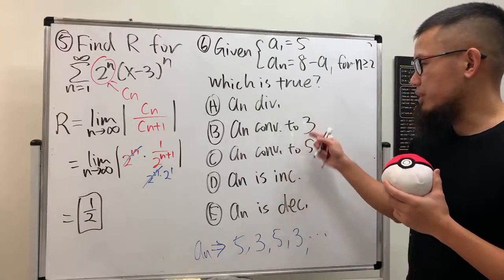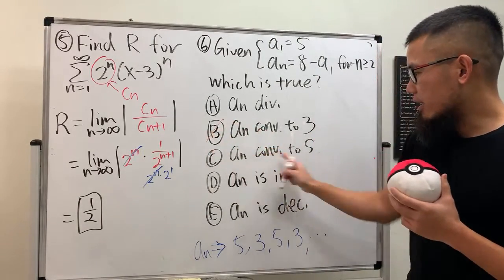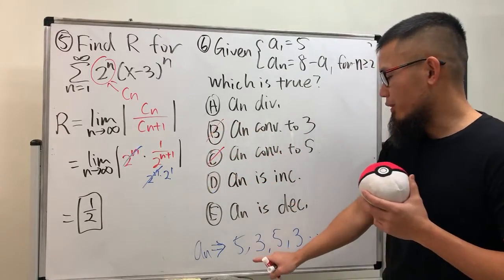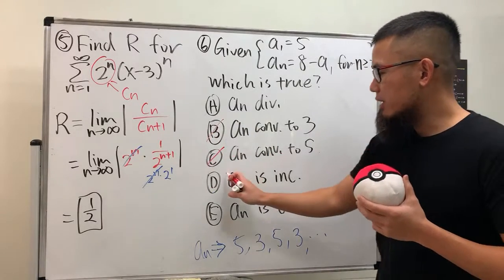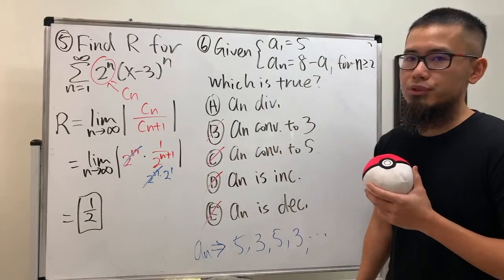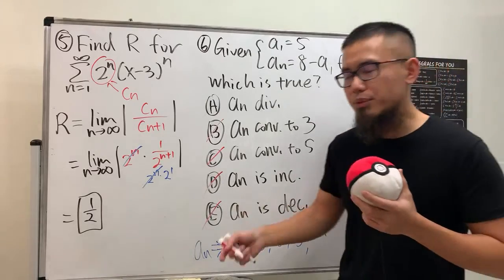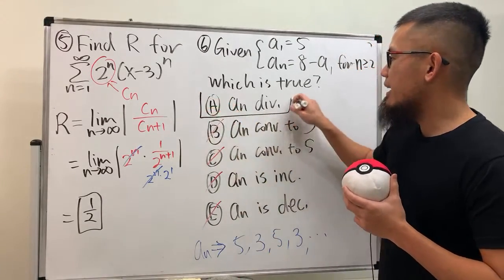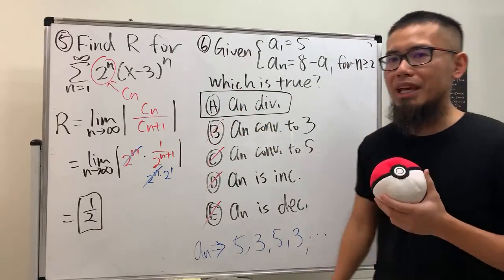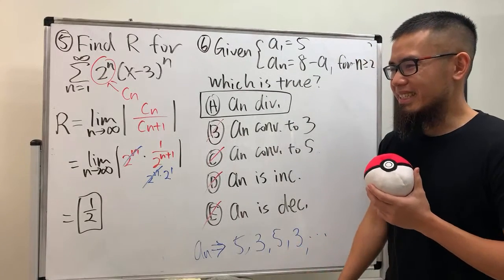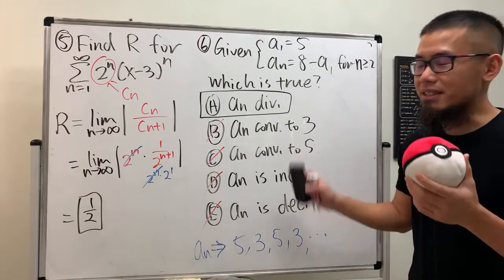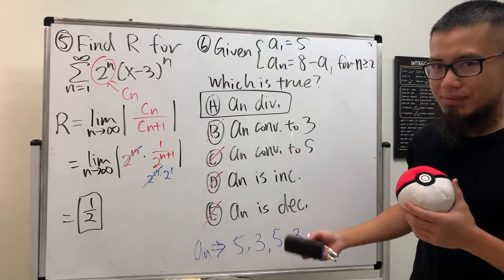Does an converge to 3? No. Does an converge to 5? No. Is an increasing? No, because this is going down and up, down and up. It's not increasing, it's not decreasing. Does an even converge? No, because 5, 3, 5, 3, 5, 3. An actually just diverges. So if you write down the first couple terms, you'll see the behavior is very cool, but it doesn't converge. That's it. Have a look.